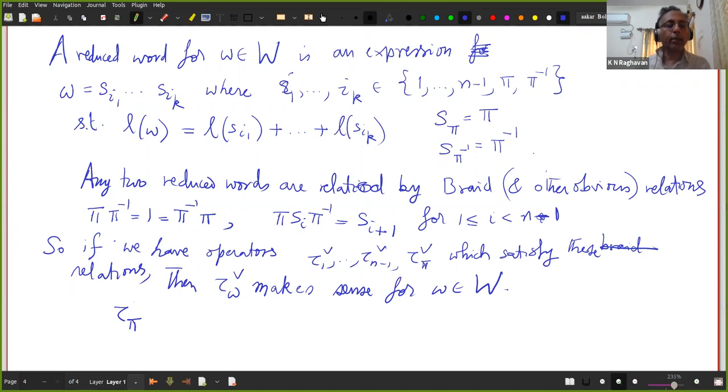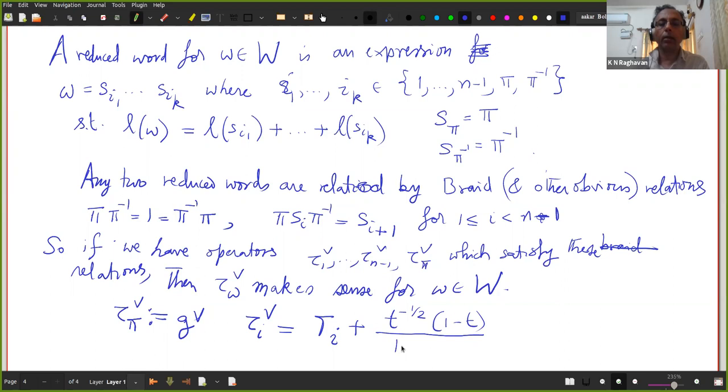Now, I put tau_pi check equal to g check. Now I'm thinking of operators on the polynomial representation that we had. And then tau_i check to be T_i plus t minus 1 over 2. So there is a scalar on top, and in the bottom there is this operator.